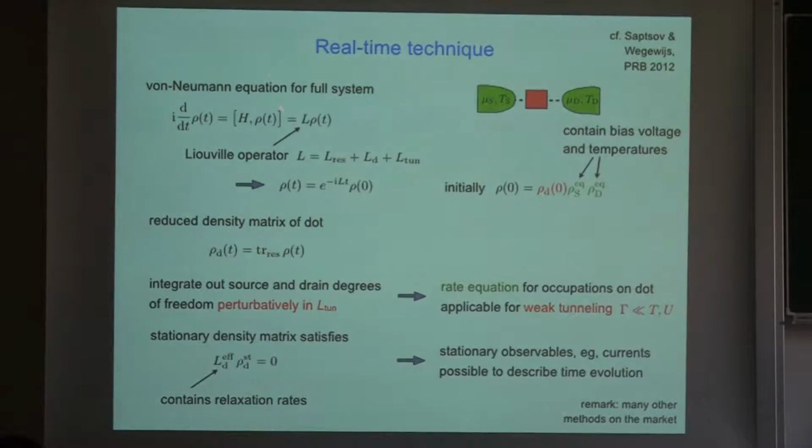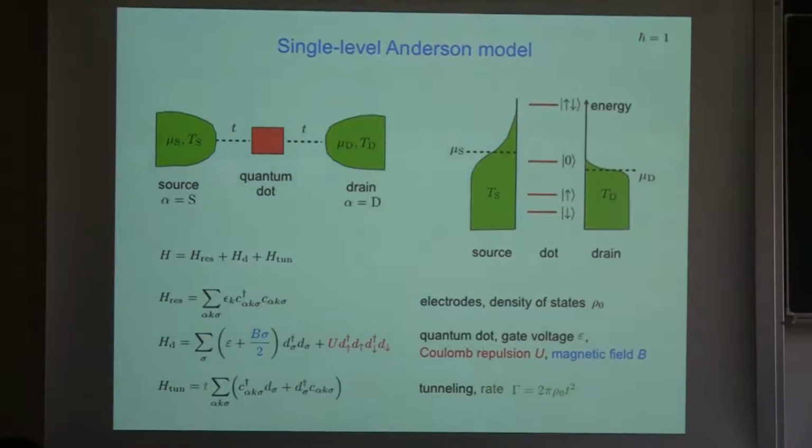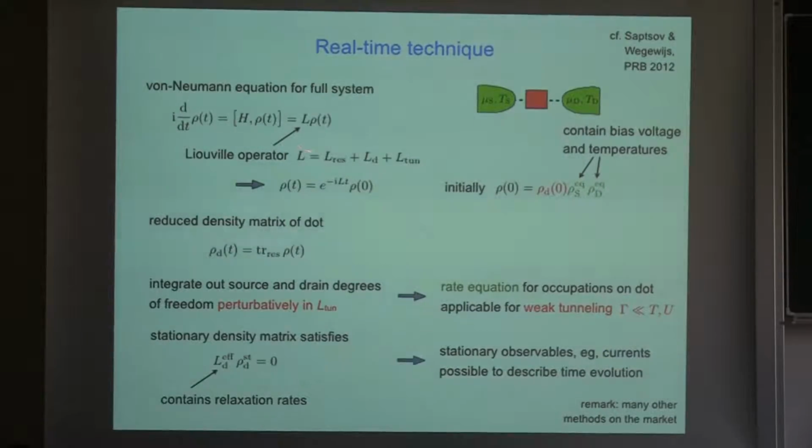And, well, this is the von Neumann equation. We have the density matrix of our system, and it's described here. And of course, since our Hamiltonian decomposes into the dot, the lead part, and the tunneling, also this Liouville operator, which acts on the density matrix, will decompose into these three parts here. And initially, or as the initial condition for our equations here, we choose a product state.